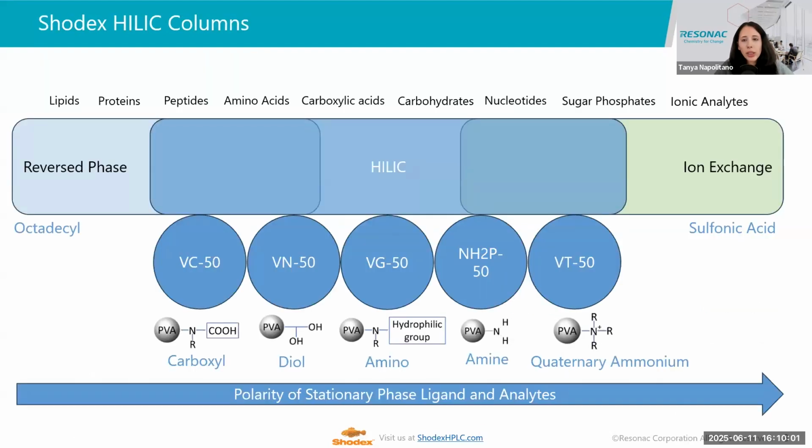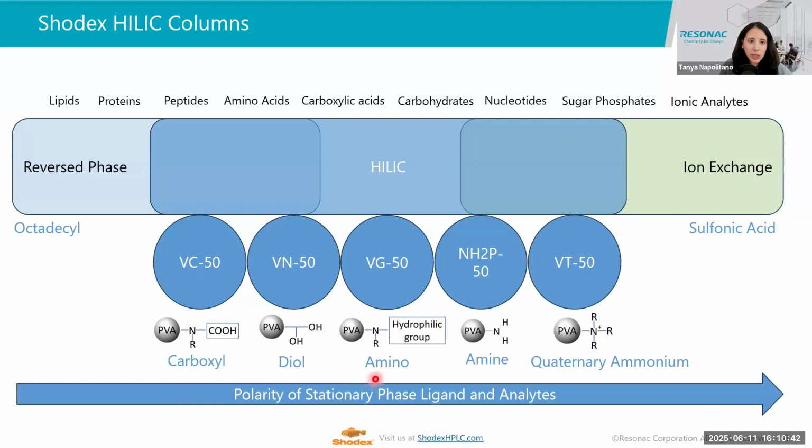So here's a closer look at the Shodex HILIC column lineup. Each of our HILIC columns is built on a polyvinyl alcohol base support, or PVA, and this provides excellent chemical stability and supports a range of functional group modifications. First we have the VC50, which features a carboxyl ligand, ideal for peptide separation via weak cation exchange and hydrophilic partitioning.